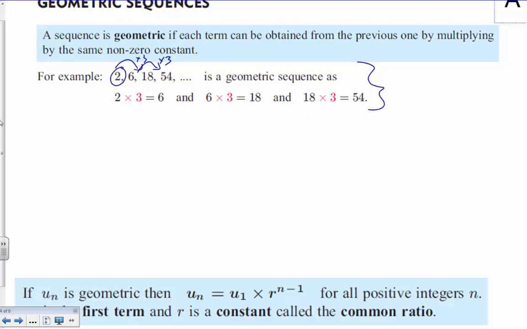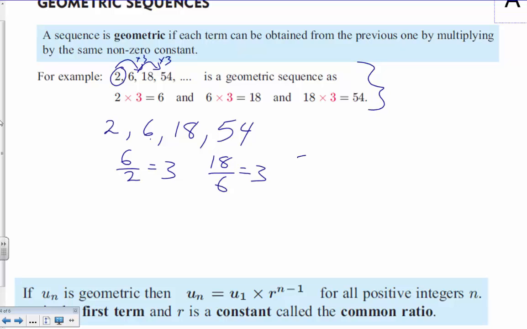So we have 2, 6, 18, 54. This is a geometric sequence. It's telling us that. But if I didn't know that, I would take 6 and divide it by 2. And then I take the next two in the sequence, 18 divided by 6, it gives me 3. And then 54 divided by 18 equals 3. That is how we figured out this common ratio, which is what we'll call it.